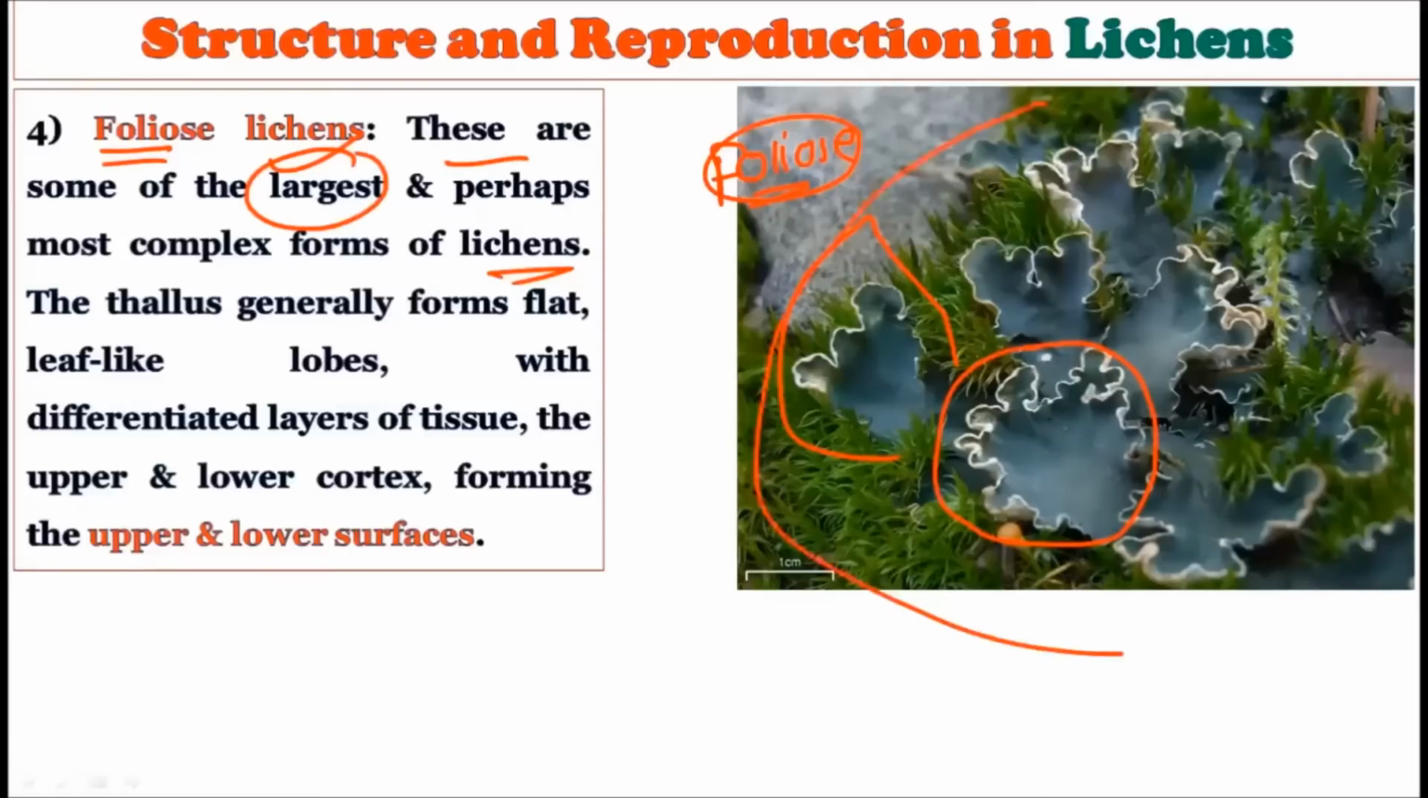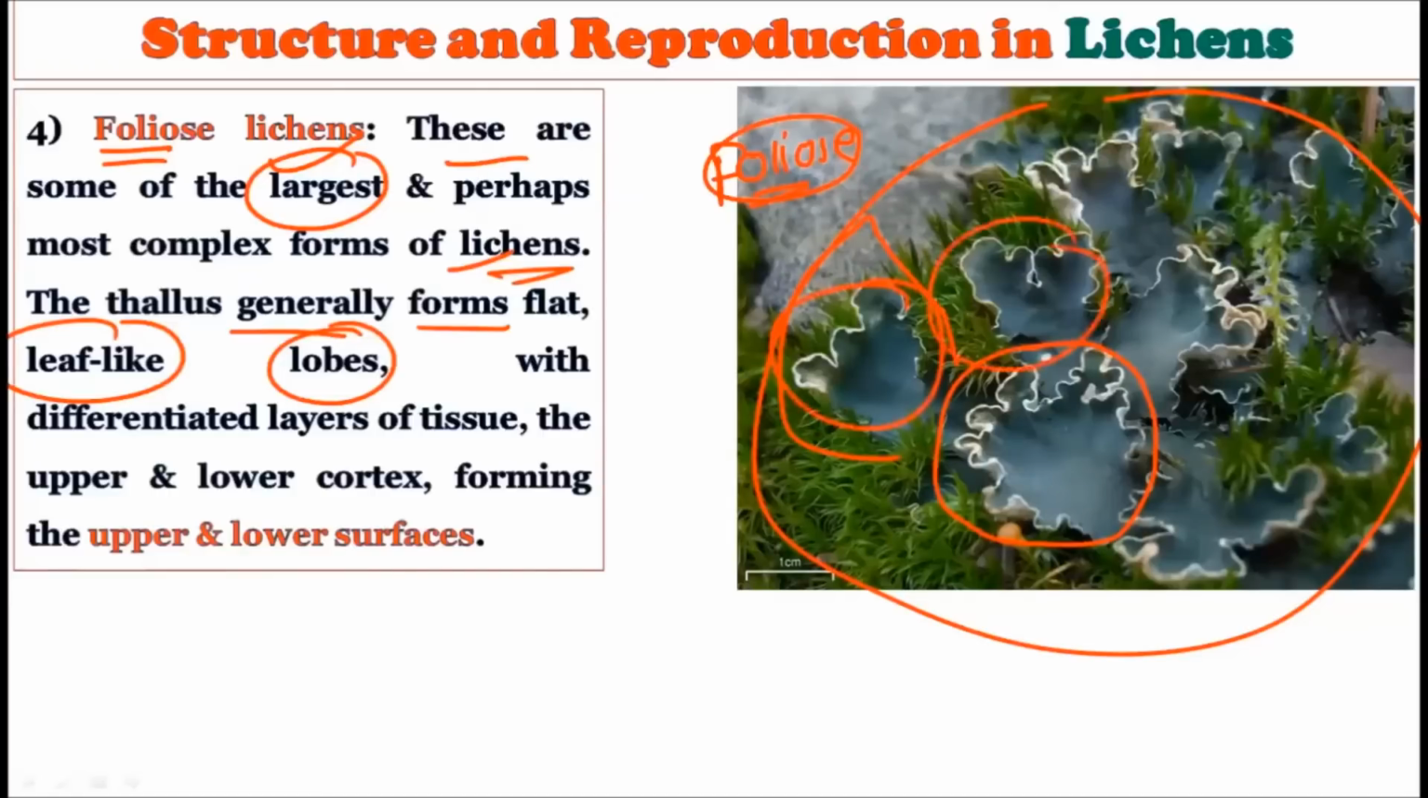See, observe the size. These are the largest and the most complex form of the lichen, very much complex. The thallus generally forms flat, leaf-like lobes, the very typical characteristic of the Foliose lichen, which makes it different from the Fruticose lichen. In Fruticose lichen, we have only branches, but here we have flat, leaf-like branches. Observe here, these are the leaf-like branches.